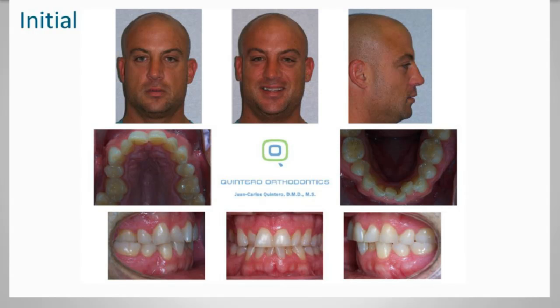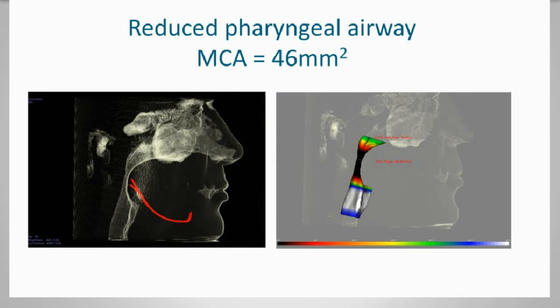So he has an MCA. You can see it here in the black, very small. It's hard to see the number, but it was about 40-something. And again, we'd like to see that number above 150.